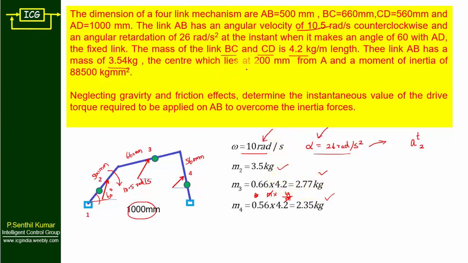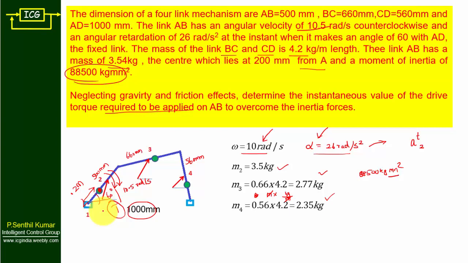Apart from that, the center of gravity for link 2 lies at 200 mm from A, which means 0.2 meter from this point. Then the moment of inertia is given as 88,500 kgm². Neglecting the gravity and frictional effect, we need to find the torque required to apply it on AB. So there must be some torque T at the input. So our aim is to find that torque.